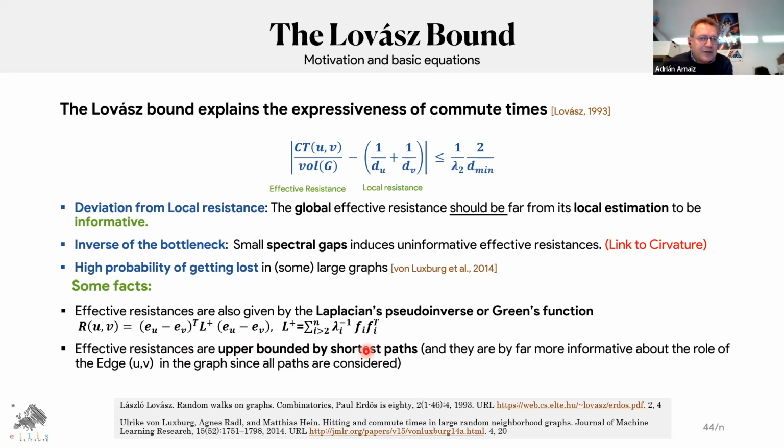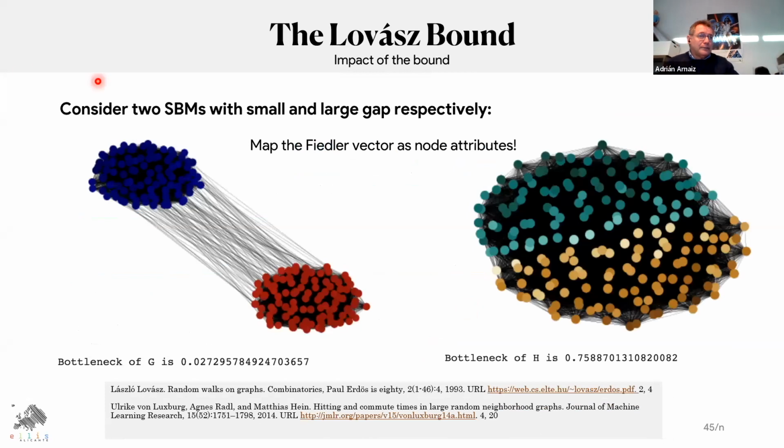But what happens with the effective resistance or commute times, we don't distinguish between them informally talking, is that effective resistance is by far more informative about the role of the edge in a graph, since all paths are considered for computing the effective resistance. So we will see that edges that are connecting bottlenecks have a very high effective resistance and a very low curvature. So, well, this is important.